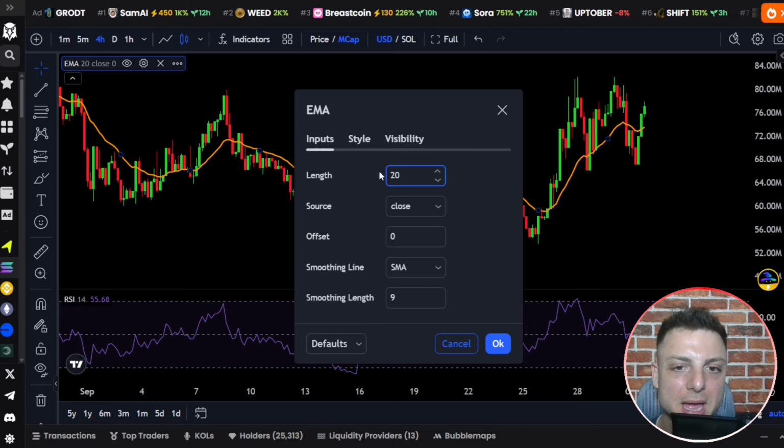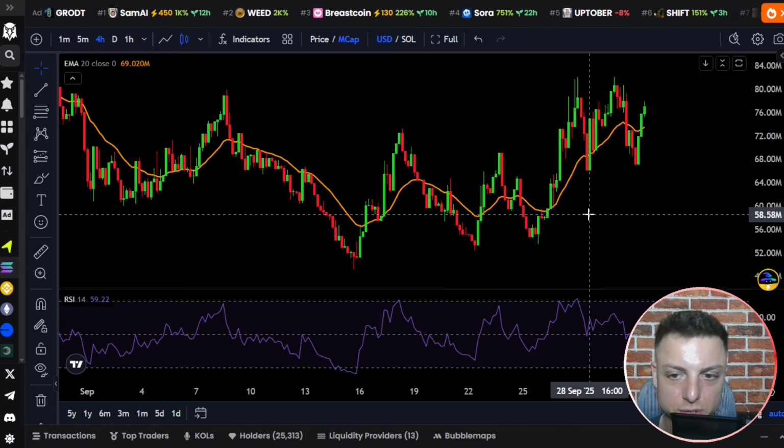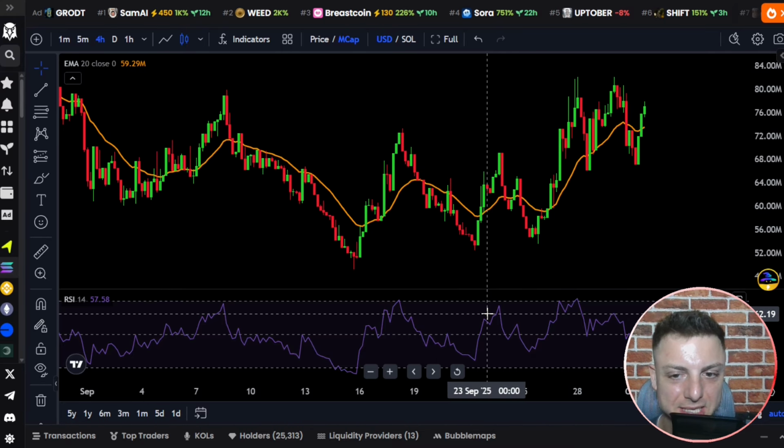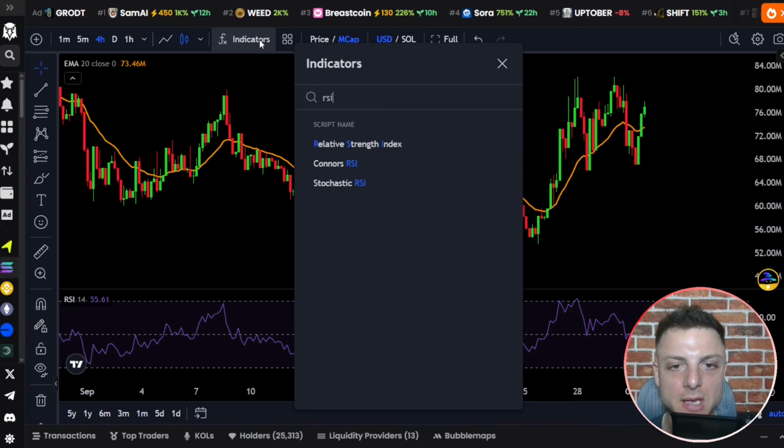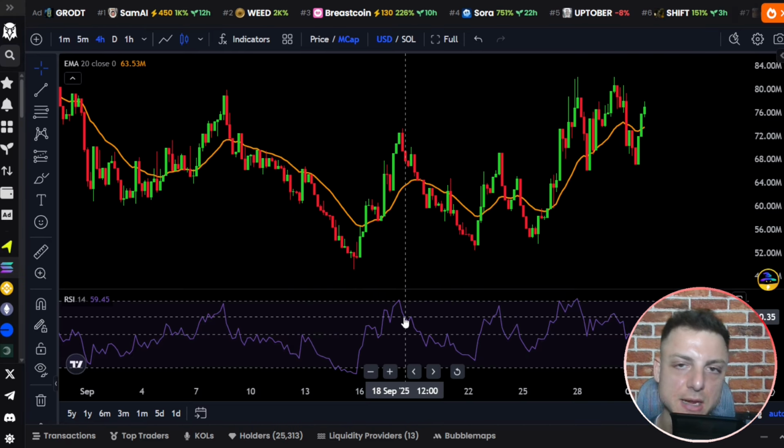So we're using the EMA on the 20, and I've just changed it to an orange line. Yours might be blue to begin with. And then we want the relative strength index. So the same, come over, type RSI, add the relative strength index. And with this specific indicator, you won't need to change anything. The default is absolutely perfect.